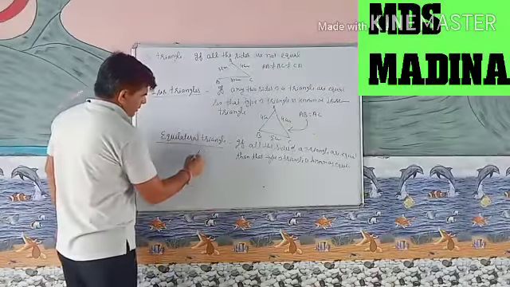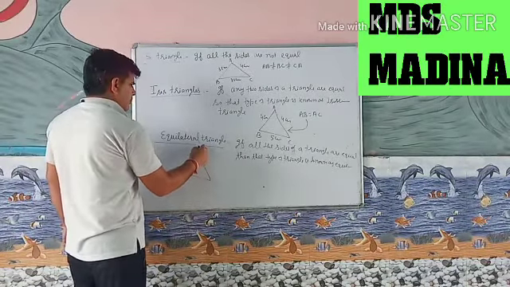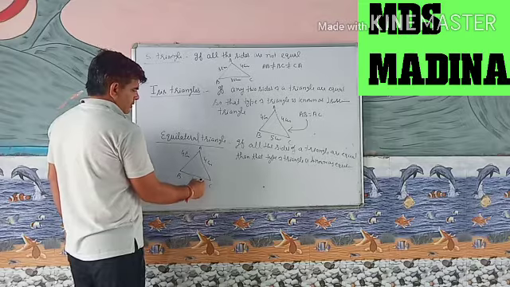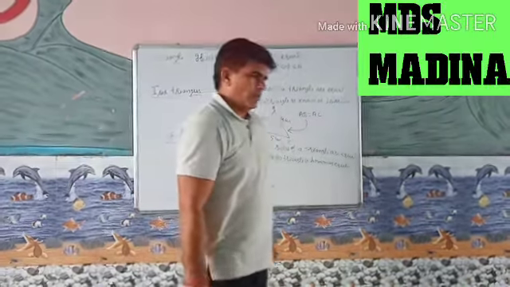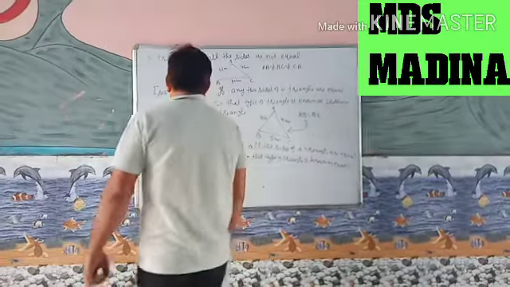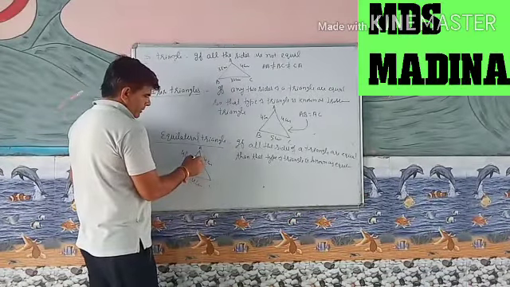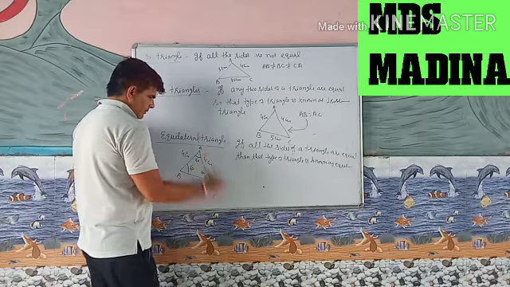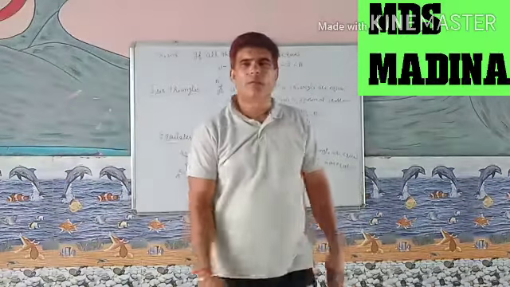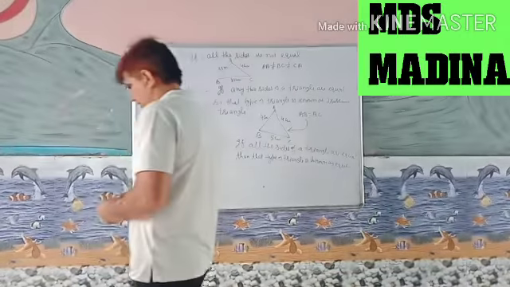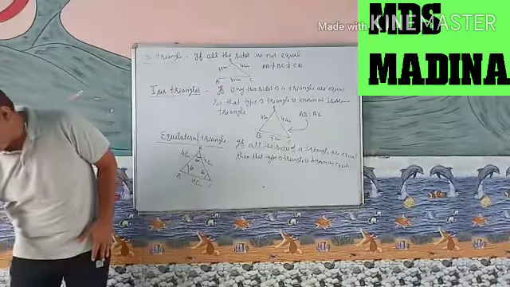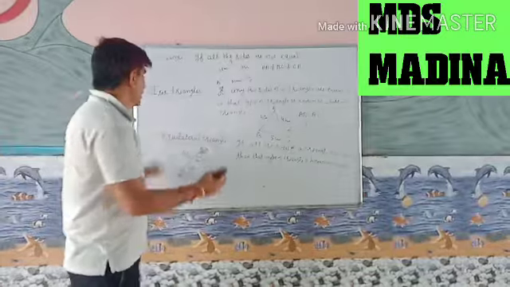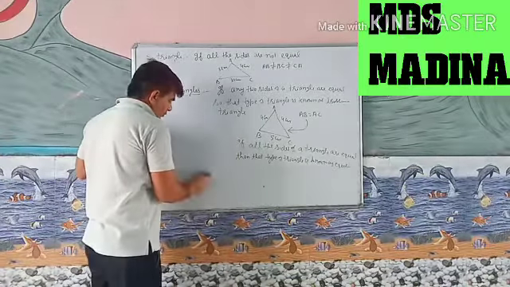So any example you can take, A, B, C, 4 centimeters, 4 centimeters, 4 centimeters. And if a triangle is equilateral, its each angle is how many degrees? 60 degrees, 60 degrees, 60. Each angle is how many degrees? 60. So our topic is what? Our topic is congruence of a triangle. Congruence meaning same, it is not different.